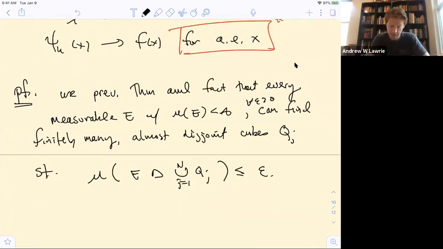And now you can see where almost everywhere arises, right? We're always missing by some epsilon, so the best we can do is almost everywhere.